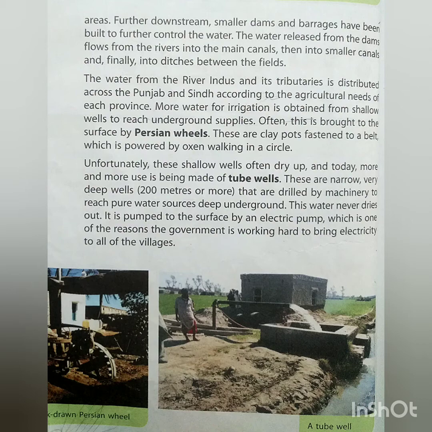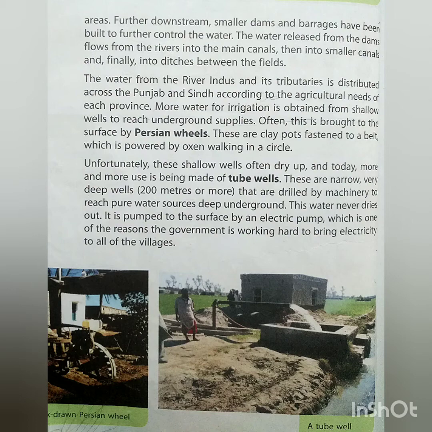Another resource for getting water from underground is shallow wells. This water from underground is supplied to the surface through Persian wheels. And how it works is that there are clay pots fastened to a belt which is powered by oxen walking in a circle.